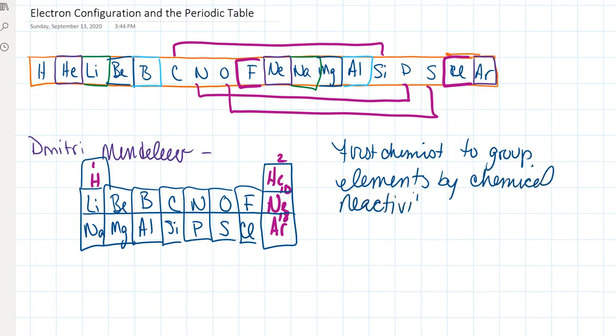And this was a really big deal at the time because they knew about all these different elements and they had these isolated chemical reactions, but they didn't really know much else about them. Everything was kind of like these one-off facts. And Mendeleev made a really big deal about this because the way he arranged his table was by increasing atomic mass.